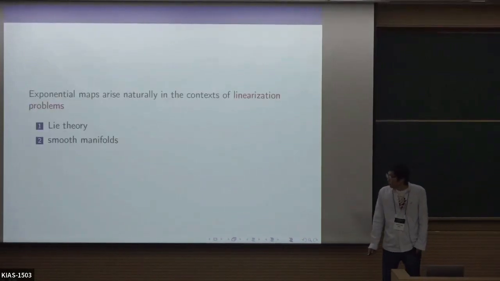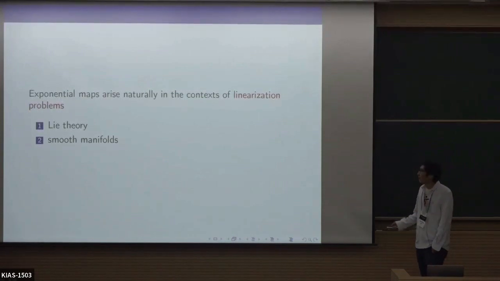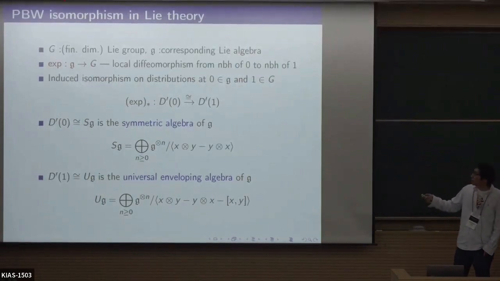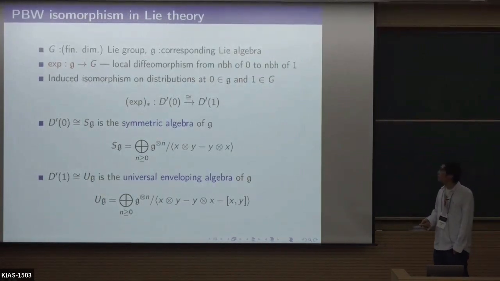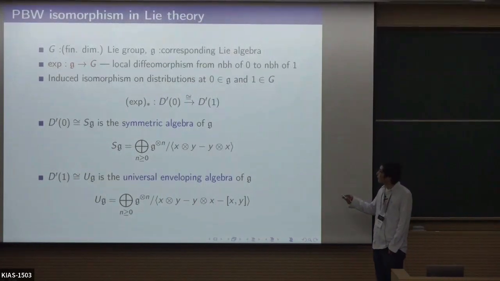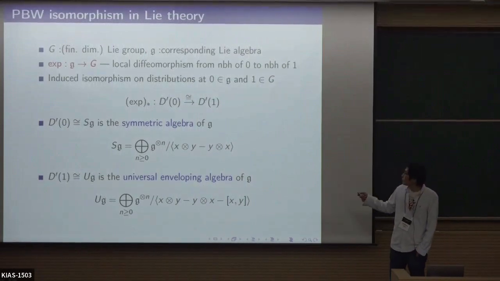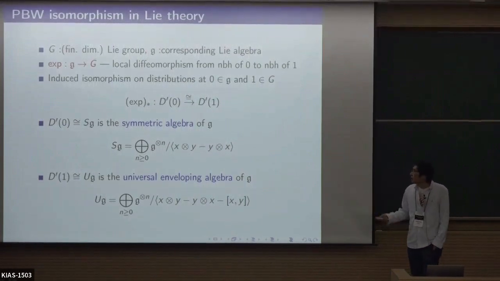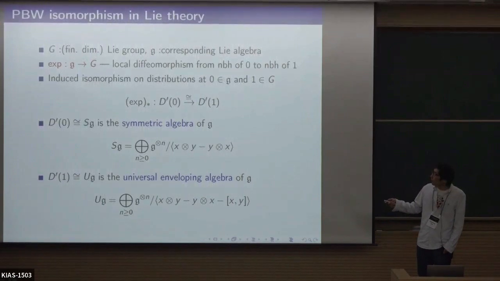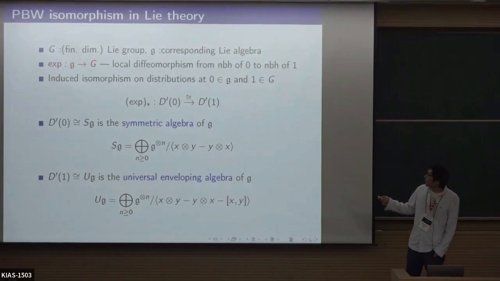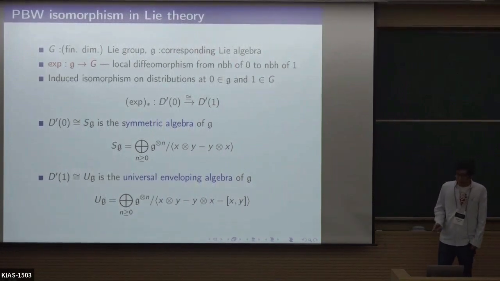Okay, so the exponential map appears in Lie theory and differential geometry. Starting with the Lie theory, we start with a finite dimensional Lie group, and then we have a tangent space at the origin of this Lie group. So we have a corresponding Lie algebra. And then we know that there is a well-known map, the exponential map, and this exponential map is locally a diffeomorphism near the origin.